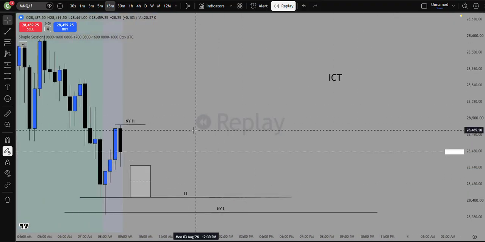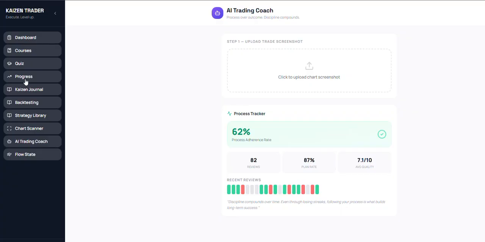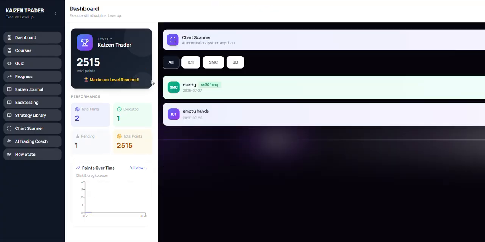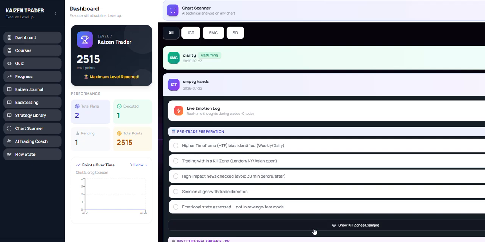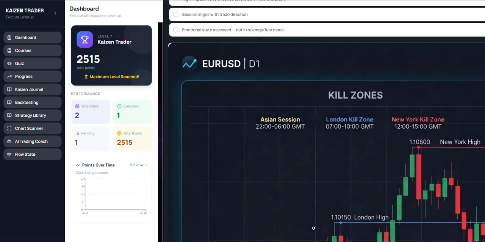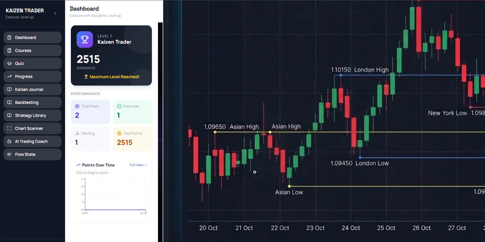Why are they important? Because these are our kill zones. We want to know where our kill zones are. If you want to know what a kill zone is, go to kaizentrader.com, they have free courses and free quizzes. It tells you everything about ICT and smart money concepts and supply and demand. Supply and demand is not really working right now, so I wouldn't recommend anybody use that strategy for the moment.